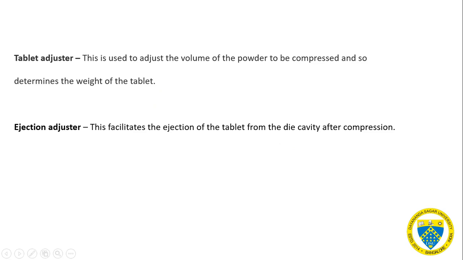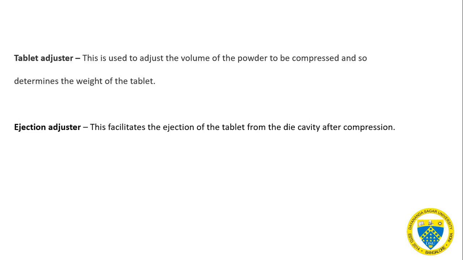And then we have the tablet weight adjuster. It is a unit in the compression machine where we can adjust the weight of the tablet. For example, if we need a 500 mg tablet, once we set the tablet weight adjuster to 500 mg, the weight is maintained till we change it again.